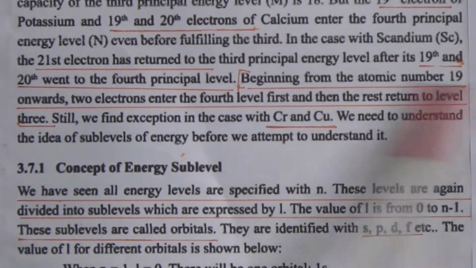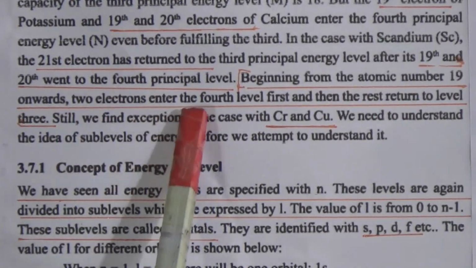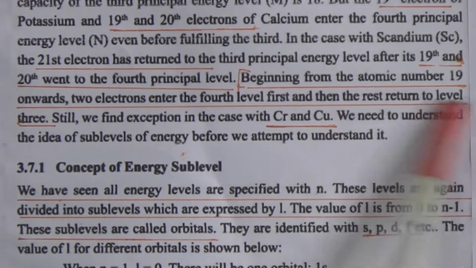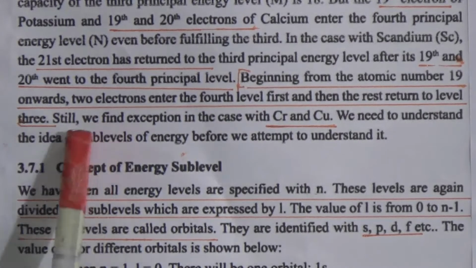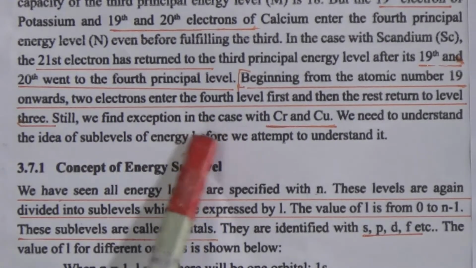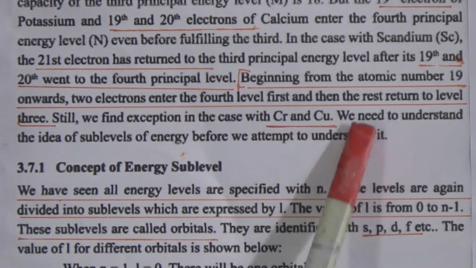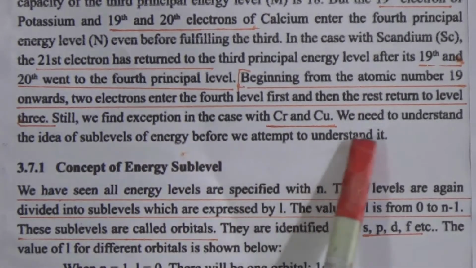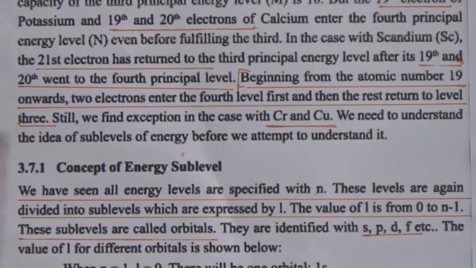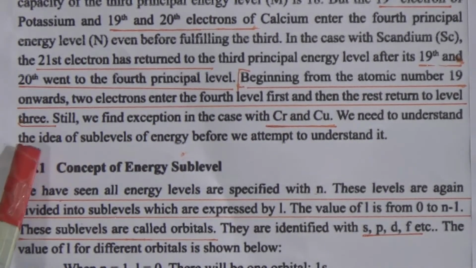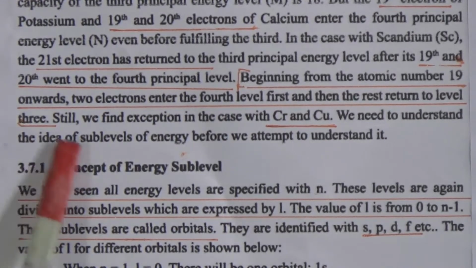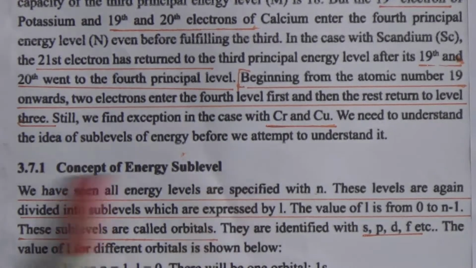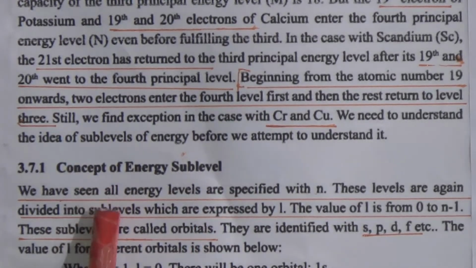Beginning from the atomic number 19 onward, 2 electrons enter into the 4th level first, and then the rest return to the level 3. Still, we find the exception in the case of chromium and copper. We need to understand the idea of sub-level of energy before we attempt to understand. That means until now we discussed the orbit, and here we are going to the orbital. That means sub-energy level, that is known as the orbital.